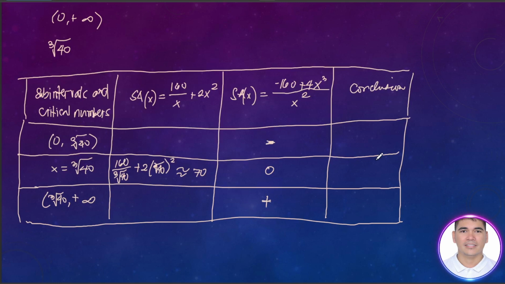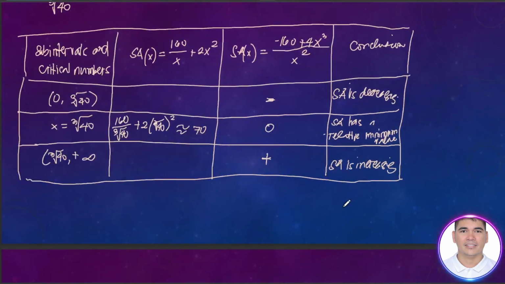And now, since we have negative, so our surface area is decreasing. And now for 0, surface area has a relative minimum value. And here our SA is increasing. Therefore, the required dimension of the box are x equals the cube root of 40 feet.